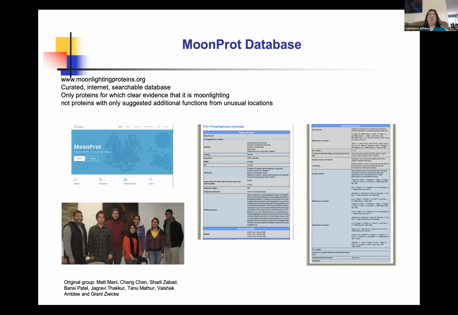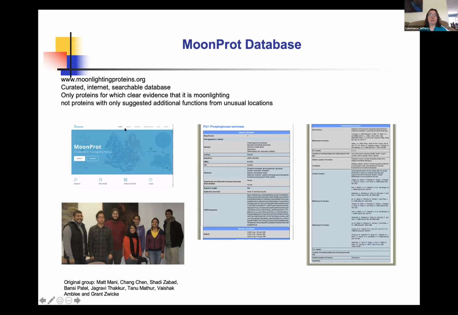So we created the MoonProt database, and this is an online database. It's manually curated. So these are proteins that we've found in the literature with experimental evidence for each of the two different functions. And this is not proteins that just have suggested additional functions from being found in unusual locations or other information like that. We're looking for proteins that definitely have two different demonstrated functions.